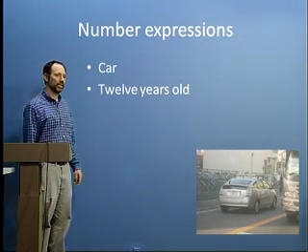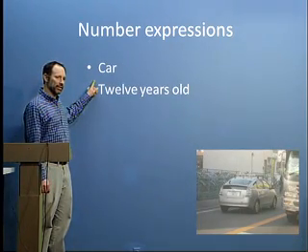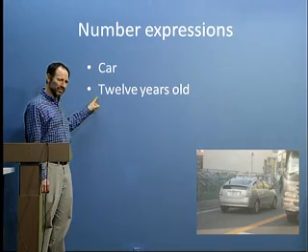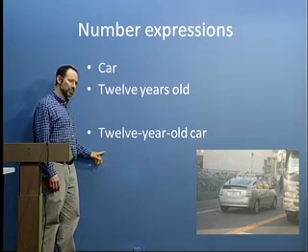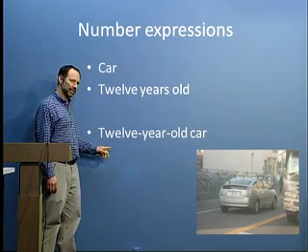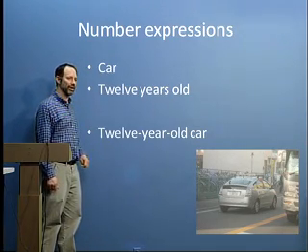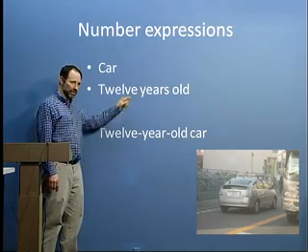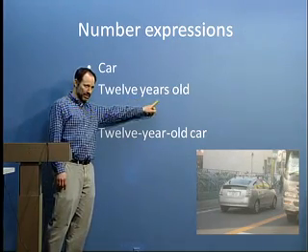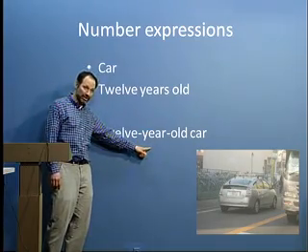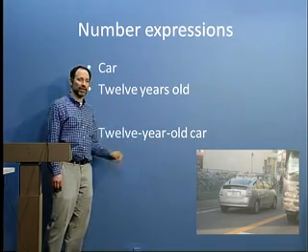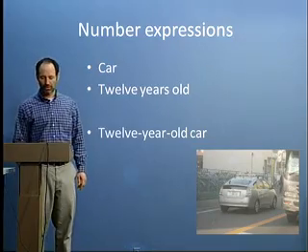One more. Say I have a car and my car is 12 years old. We would call that a "12-year-old car." So notice the hyphens, and also that years, where it has an S here, in "12-year-old car," when it comes before the noun car, then the S goes away.